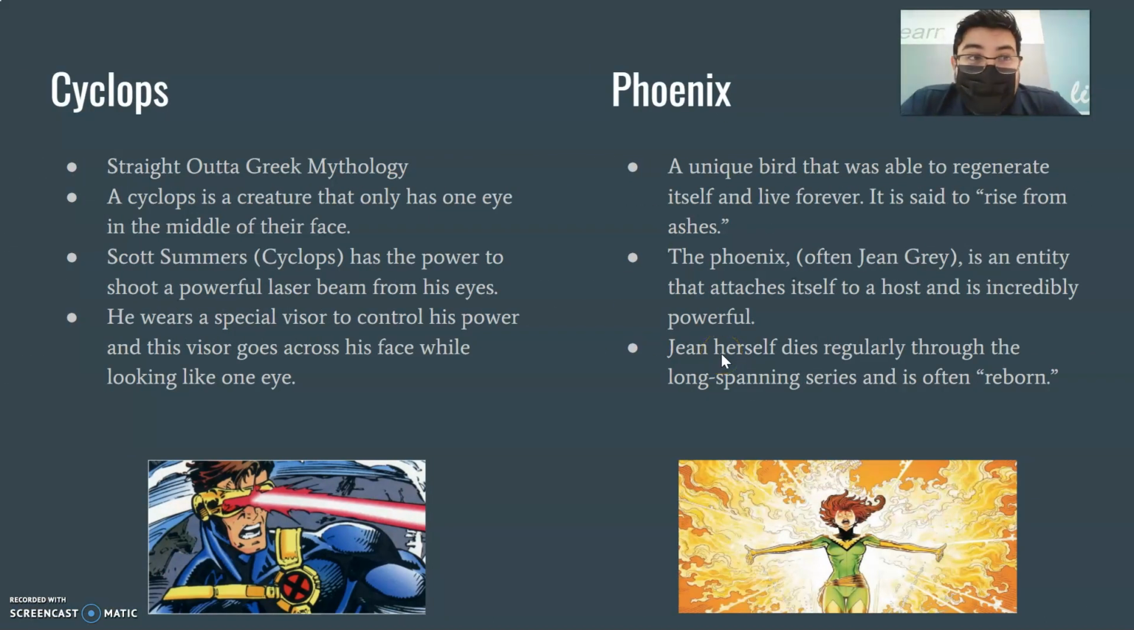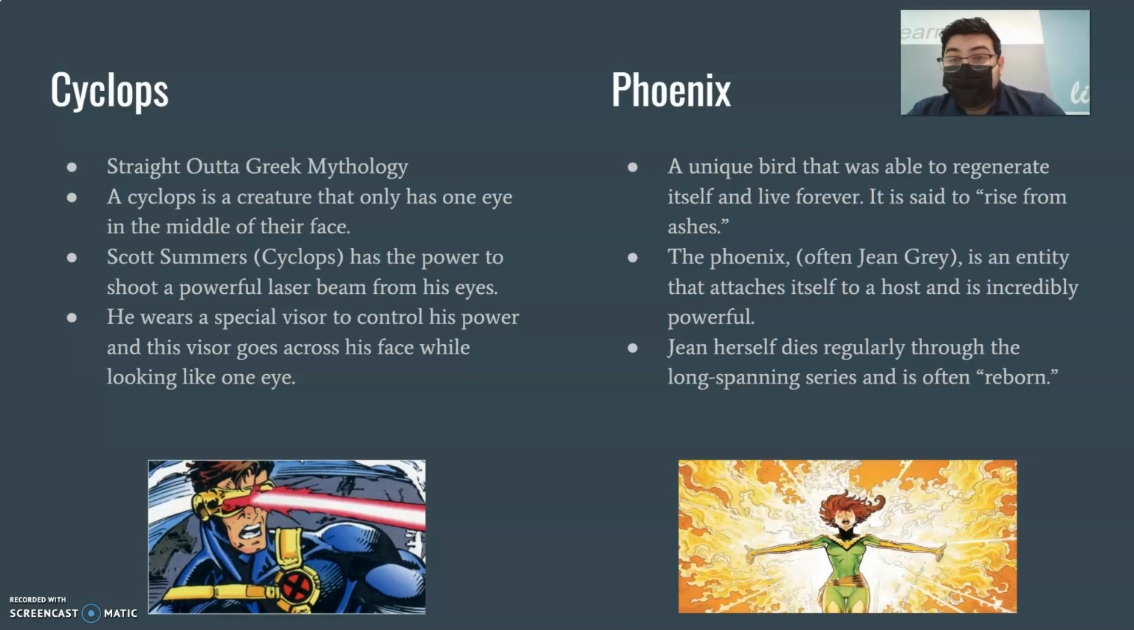Next up, we got Cyclops and his gal pal Phoenix. Cyclops is straight out of Greek mythology. A Cyclops is a creature that only has one eye in the middle of their face. Scott Summers, the Cyclops, has the power to shoot a powerful laser beam from his eyes. The visor that he uses to control this superpower connects from one eye to the other, and so it looks like one giant eye, becoming a Cyclops. So one eye, and his powers have to do with the eye.